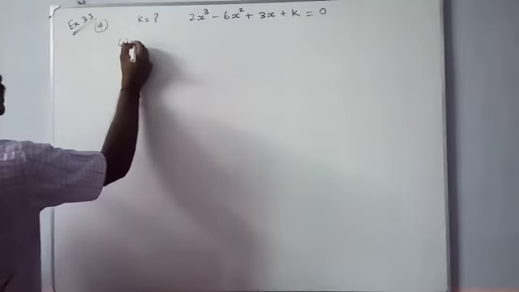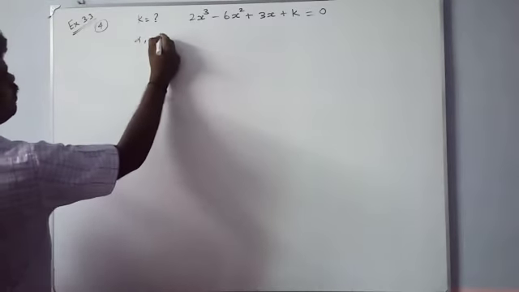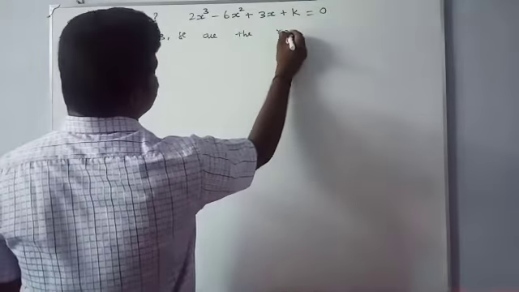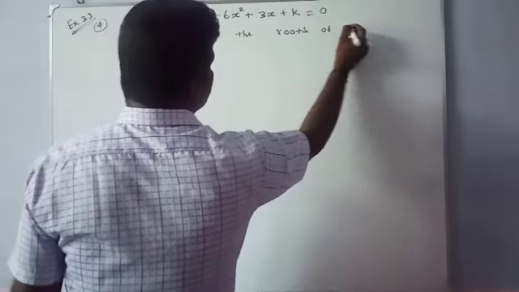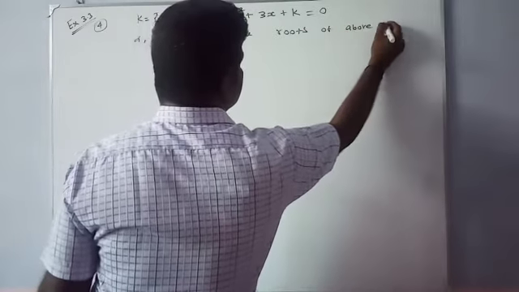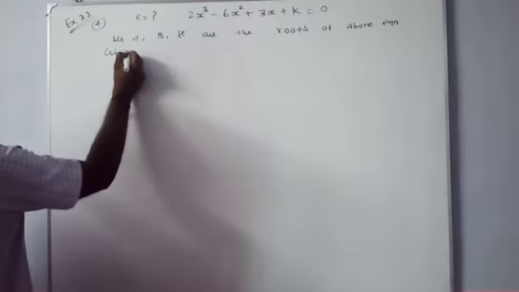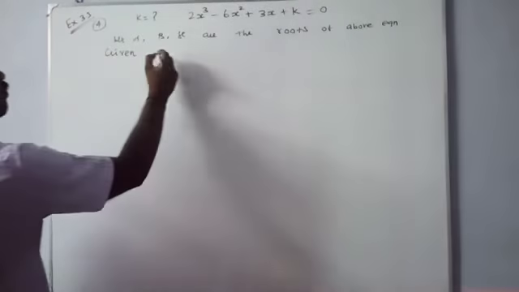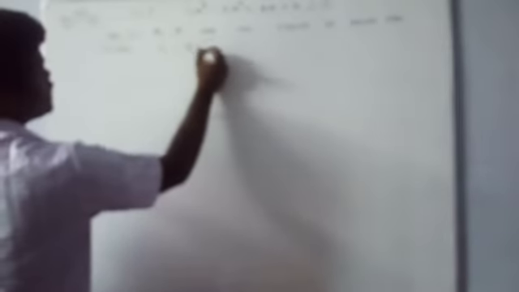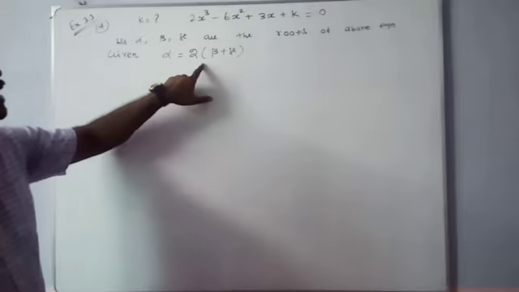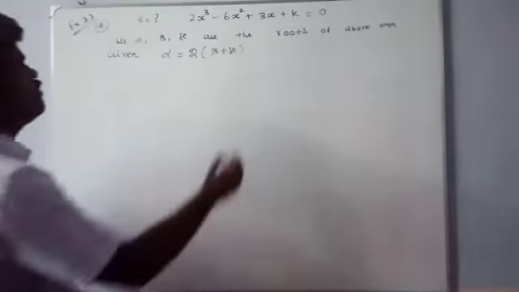By the given condition, alpha, beta, gamma are the roots of the above equation. By the given condition, one root is equal to twice the sum of the other two, beta plus gamma. One root is equal to twice the sum of the other two roots. This is the given condition.